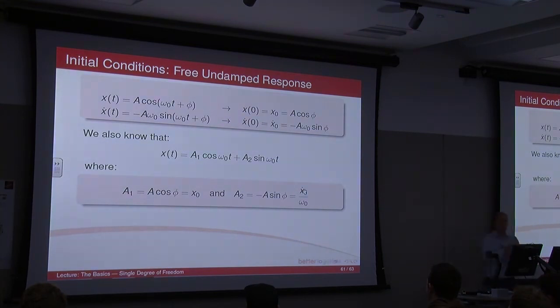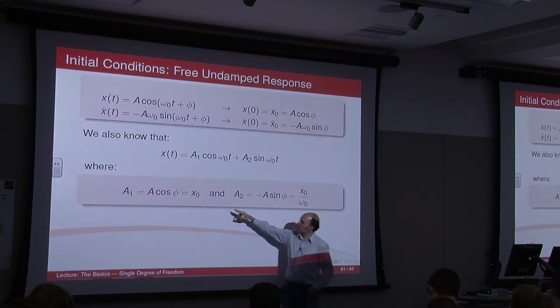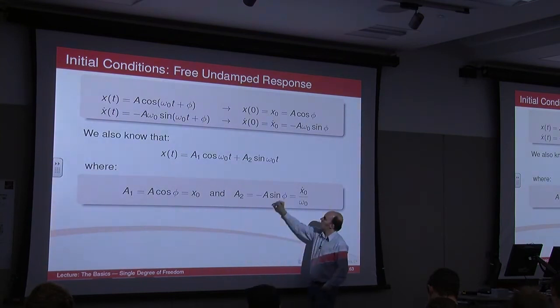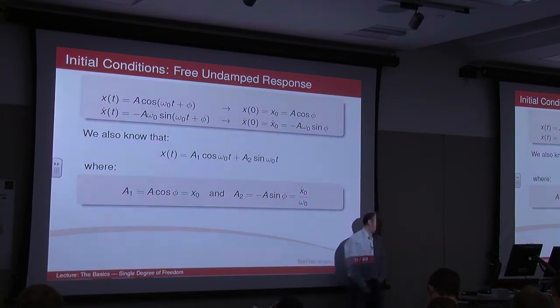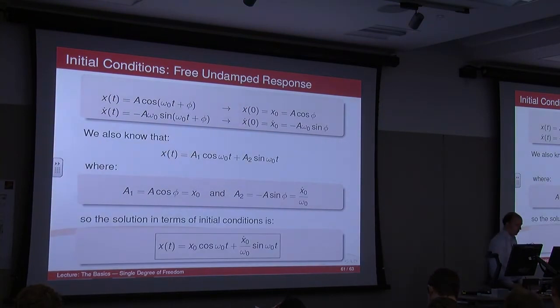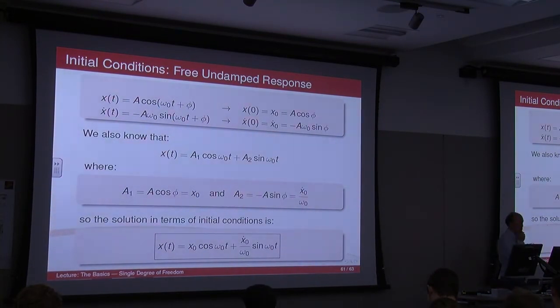So if you've been given a question that's a free, undamped system, and you've been given initial conditions of what happens when time is 0 for the displacement x naught and the velocity x dot naught, then you can go straight to this solution here, knowing that x naught is a1 and a2 is x dot naught divided by omega naught. And so there's the solution in terms of initial conditions.